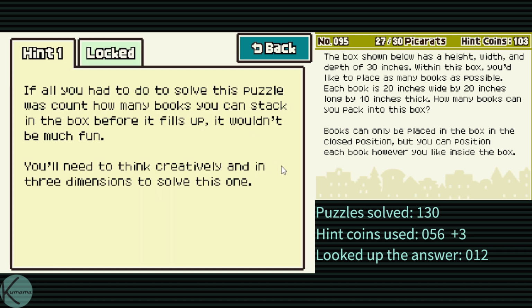If all you had to do to solve this puzzle was count how many books you could stack in the box before it fills up, it wouldn't be much fun. You'll need to think creatively and in 3 dimensions to solve this one.